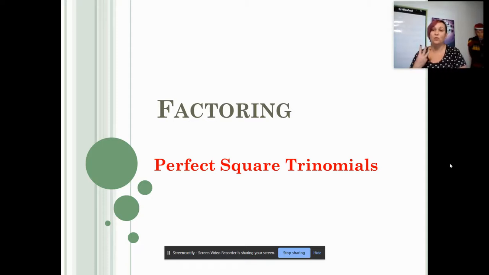Trinomials are anything with three terms, and usually it goes in the format of x squared, then a letter x, and then just a number, a constant. So three terms in that descending order is a trinomial.